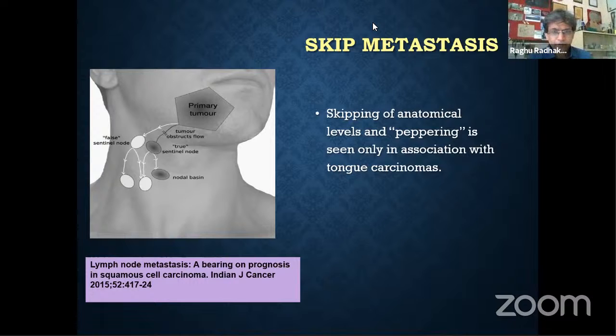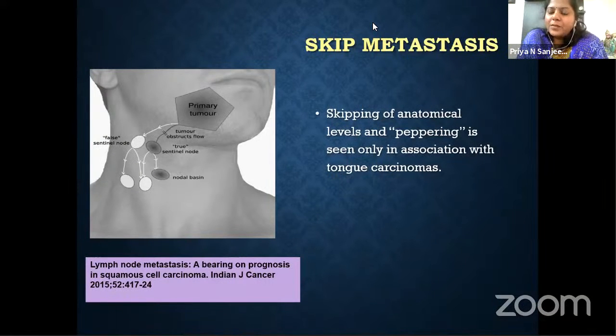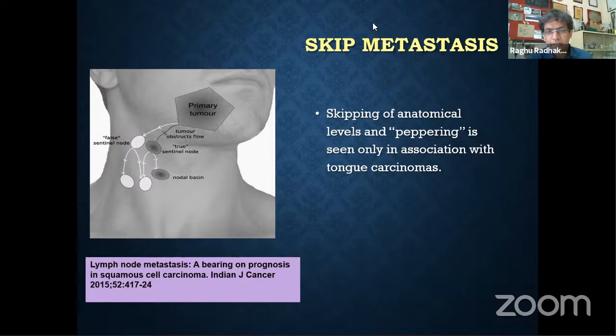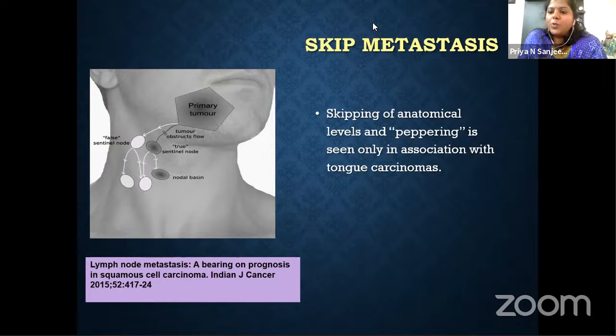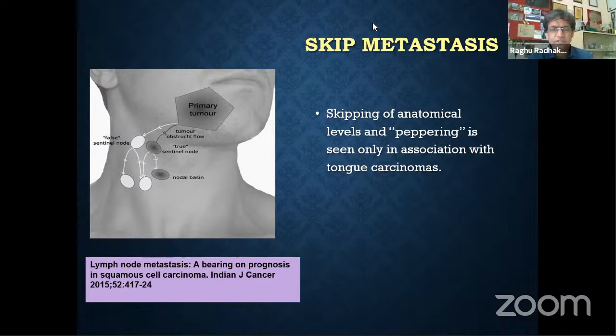Now, I'm very happy that you brought out the extra nodal extension. What is the normal cutoff that you use in your surgical practice for macroscopic and microscopic ENE, Dr. Priya? What is the cutoff value that you normally use for the ENE, microscopic and macroscopic? 2 millimeters, sir. You use 2 millimeters, because in some instances they also say 1.7 millimeters is the usual cutoff.